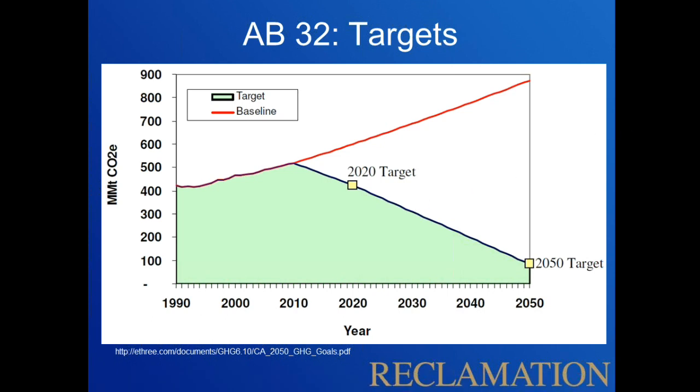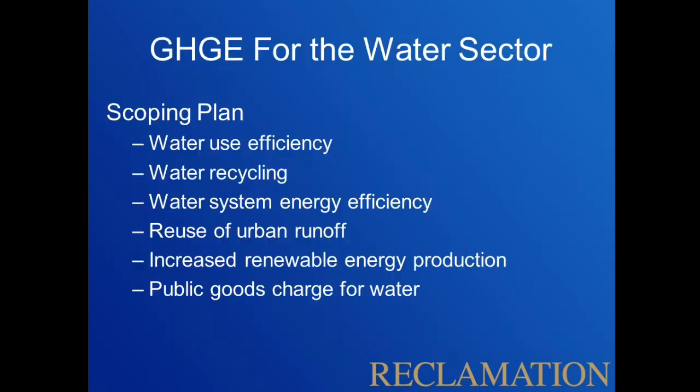And so it may seem daunting and that we could never reach it, but I'm going to show you a little bit later using the calculator that it actually is achievable. And so pursuant to AB 32 was the scoping plan. And the scoping plan focused on each of the sectors independently.